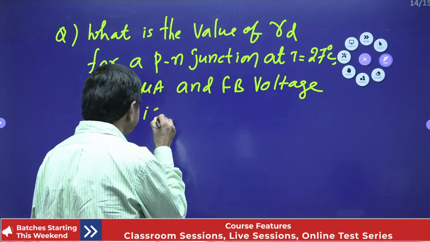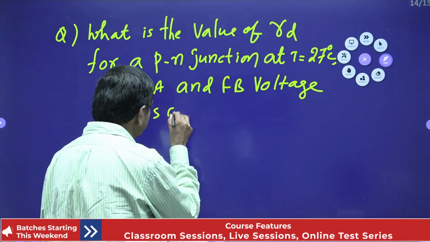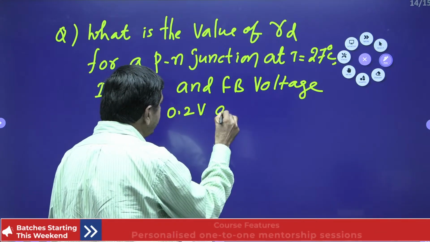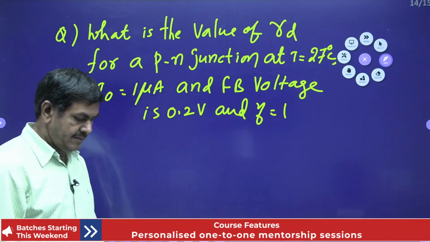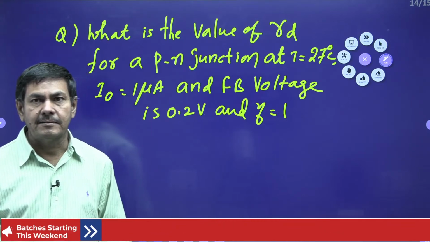0.2 volts and eta equal to 1 is given. Suppose in a problem only 1 is given directly. How can we determine this with the formula? How can we use this now?